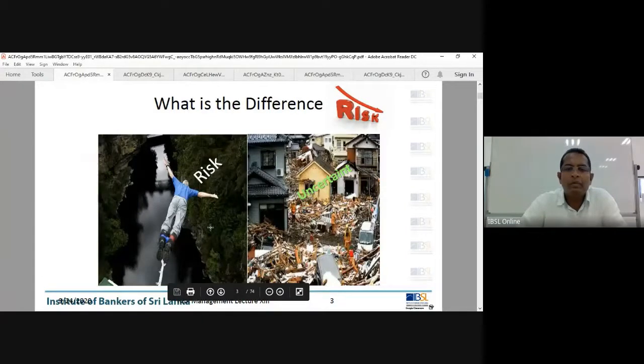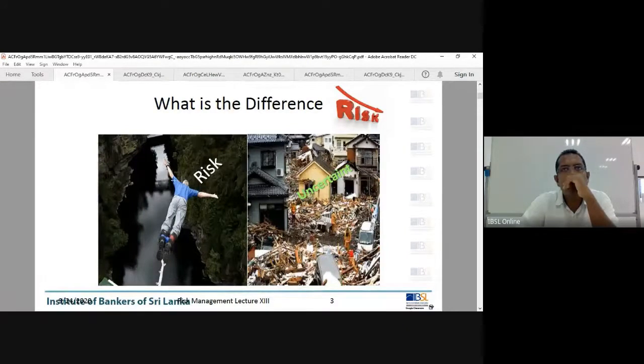So, can you see these two pictures? This one is a game where you jump. And you know that when 100 people jump, maybe one or two will break the rope and face consequences. But here, the situation is different. We don't know, something like this. This is a tsunami picture. Will something like this happen or not? Or even if it happens, what will be the damage or the loss?